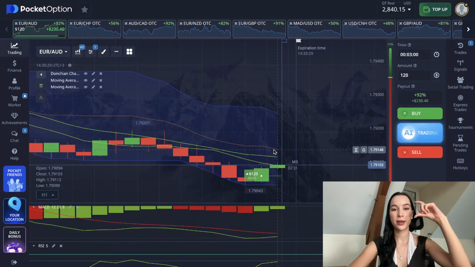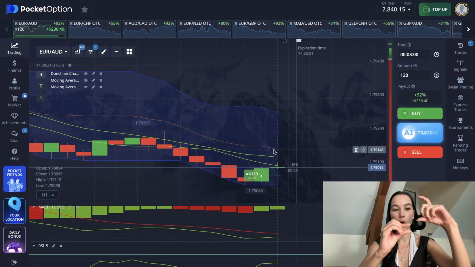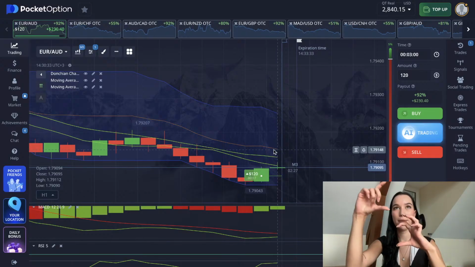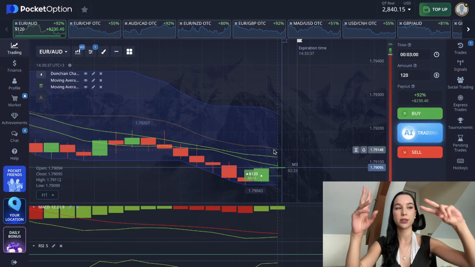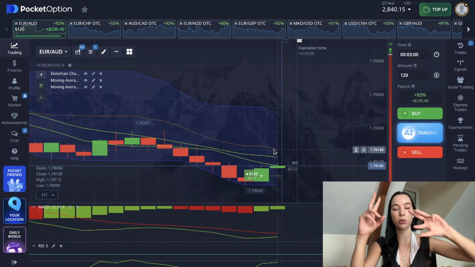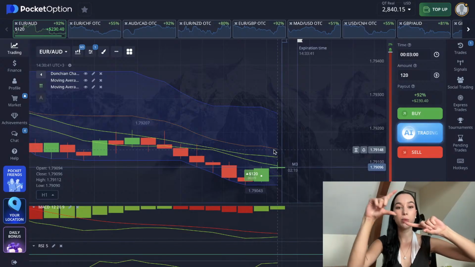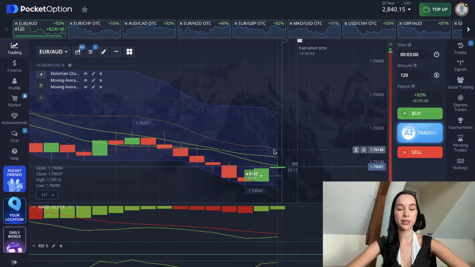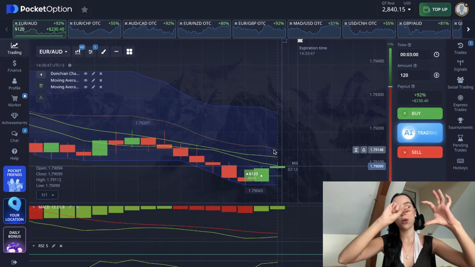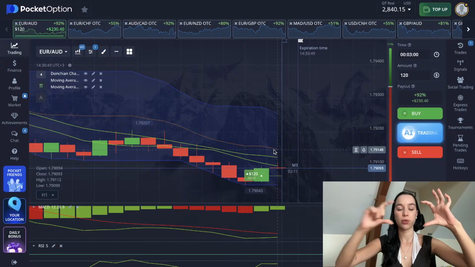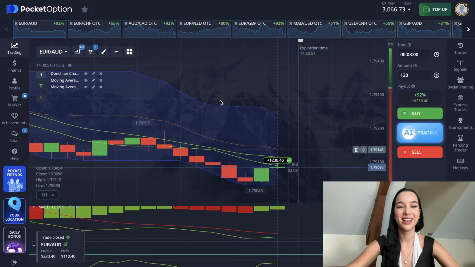So it's a big red candle, then a small red candle, and then a big green candle. Got it? The morning star: two red candles, a big one, a small one, and then a big green one. And the evening star is the opposite. It's a big green candle, then a small red candle and a big red candle. Okay? I know it's hard to understand.